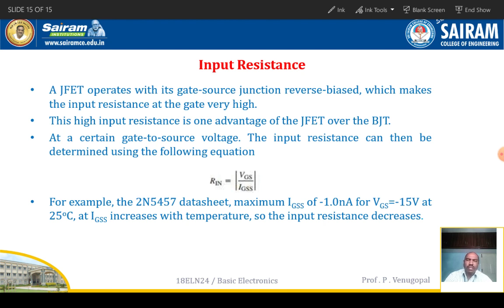In the examination, they may ask you to write short notes on the input resistance and the square law expression for ID in case of JFET, like that they may ask in the examination.